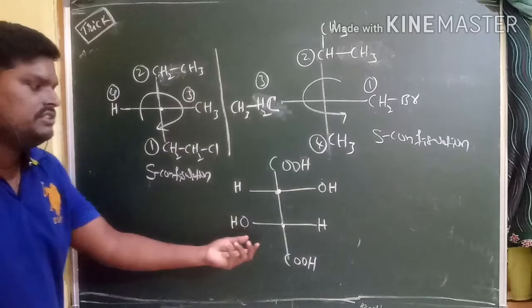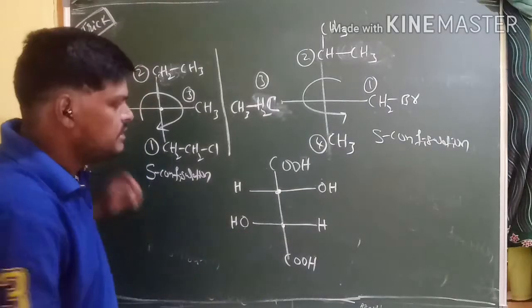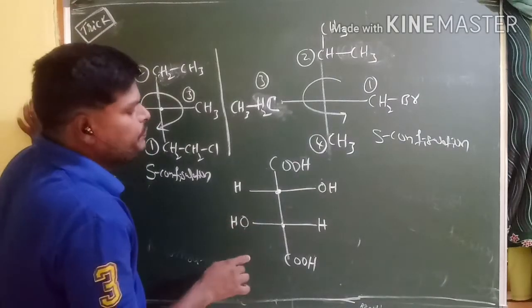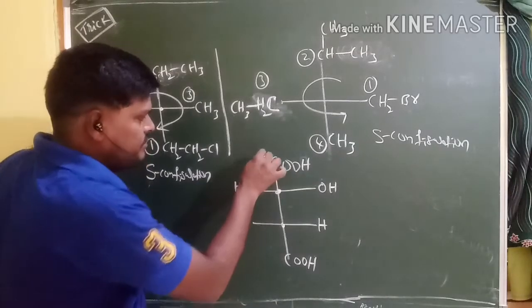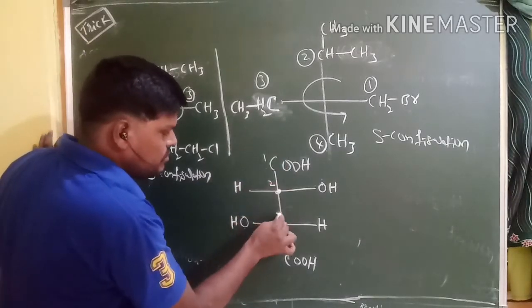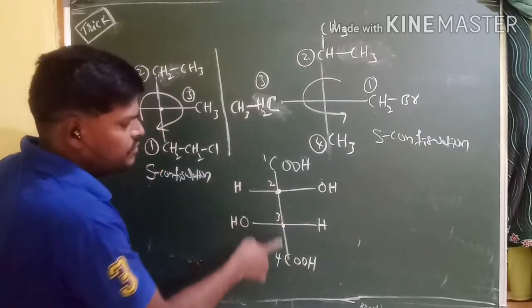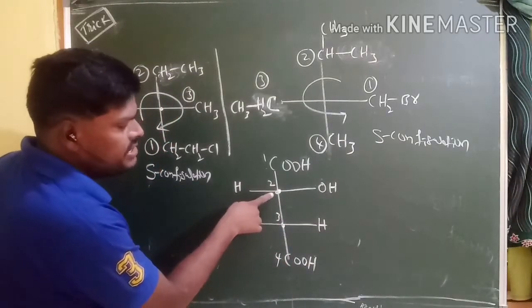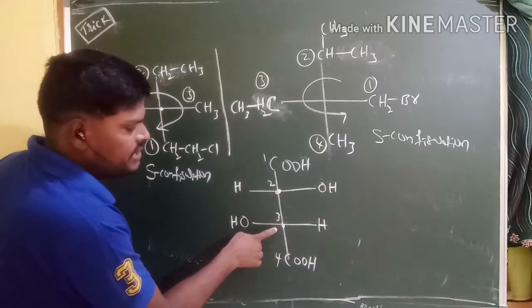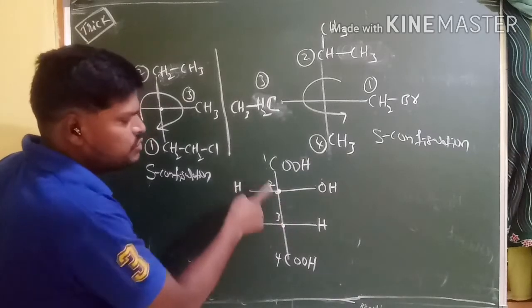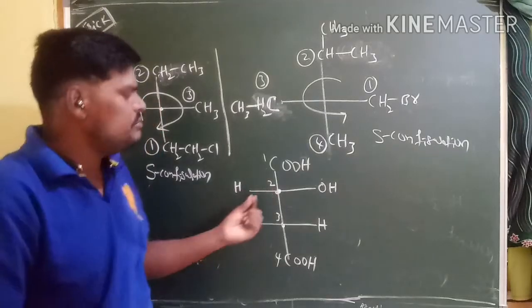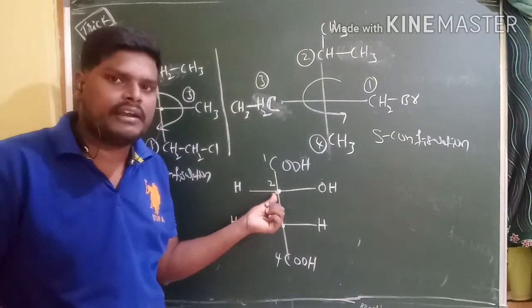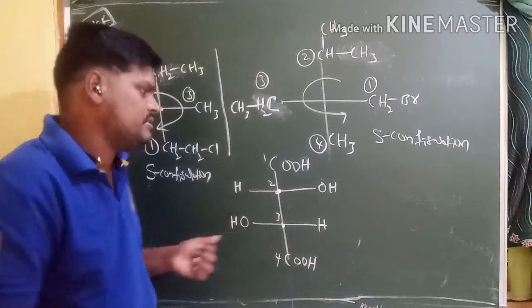Then coming to this one, this is a 2 chiral center example, right? First you should bring the longest carbon chain here. 1, 2, 3 and 4. Of course 4 is the longest chain here. The second carbon is a chiral center and the third carbon is also a chiral center. We have 2 chiral centers. So now I am going to give the configuration for the second chiral center, the second carbon.